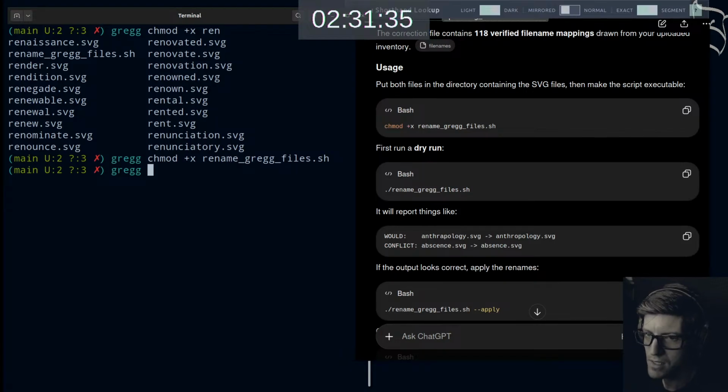and I'm going to do a dry run first, like it says. Okay, just to make sure that it's not overwriting files that it shouldn't be. So we're going to run the shell command.